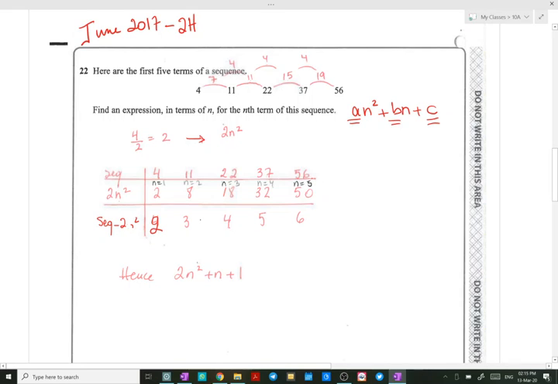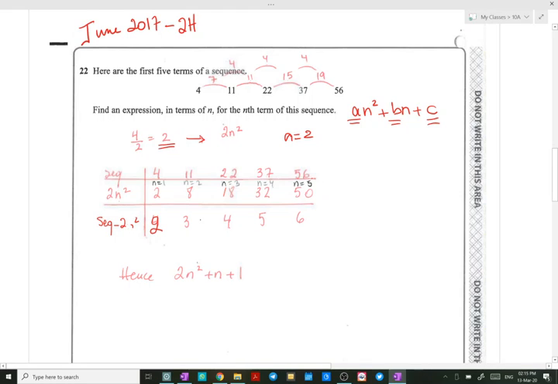To start with the value of a, we take the 4 and divide it by 2, which is equal to 2. So a is 2, and therefore 2n squared is the first part of the nth term. 2 is the coefficient of n squared. Then we need to do a table to find the other 2 coefficients: b is the coefficient of n and c is the constant.